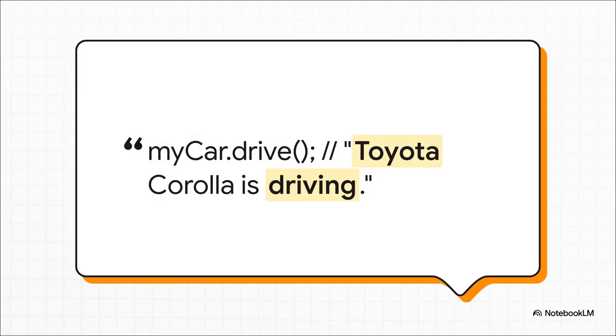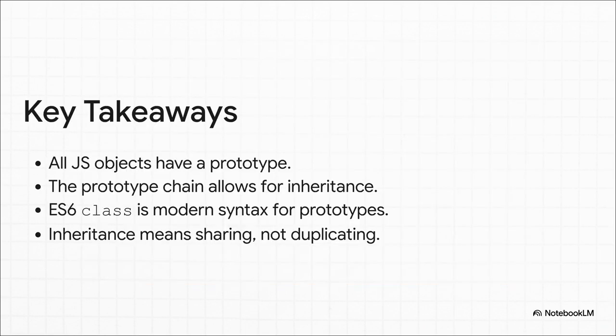And here's the payoff. We create a new car, myCar. We can, of course, call myCar.drive because that method is right there on the car blueprint. But, and this is the cool part, we can also call myCar.move, and JavaScript will just walk right up the prototype chain to the vehicle blueprint, find it, and run it. It just works.